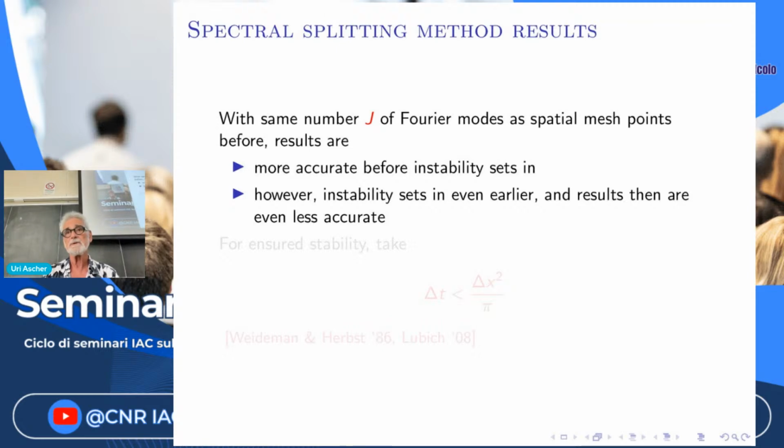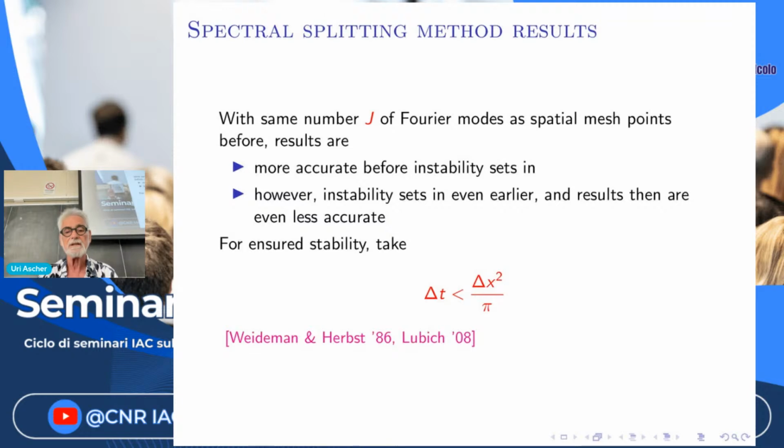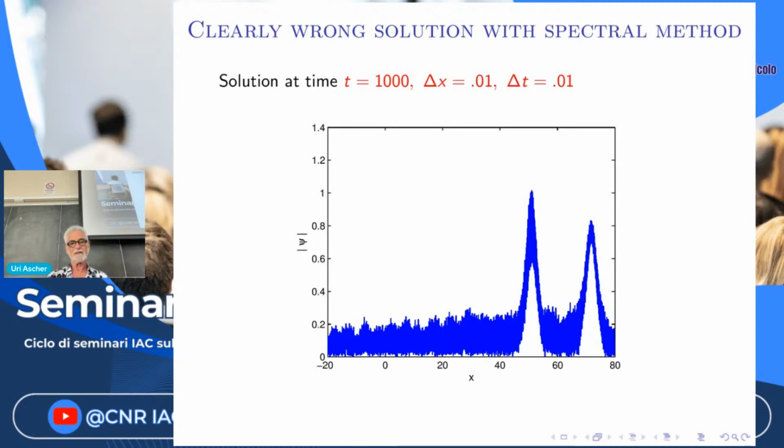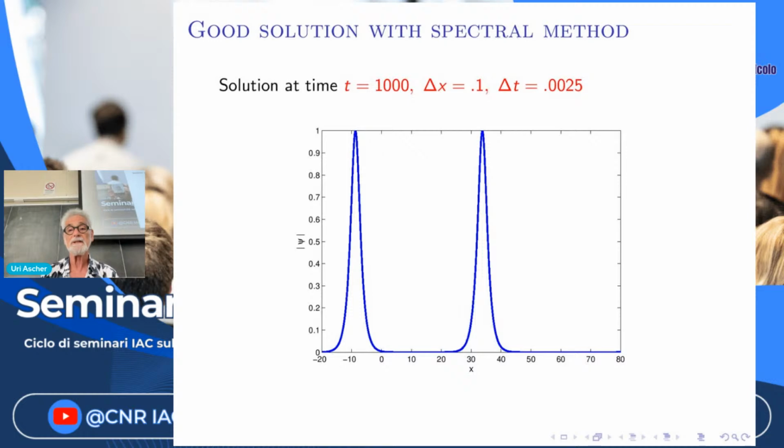And here it was possible to have theory already in 1986, in a paper not many people knew about, that if you take the time step to be really small, like delta x squared, then you're okay. Otherwise, no guarantee. So here it is with delta t equal to delta x. That's a wrong solution, obviously. And here it is when delta t is small enough.